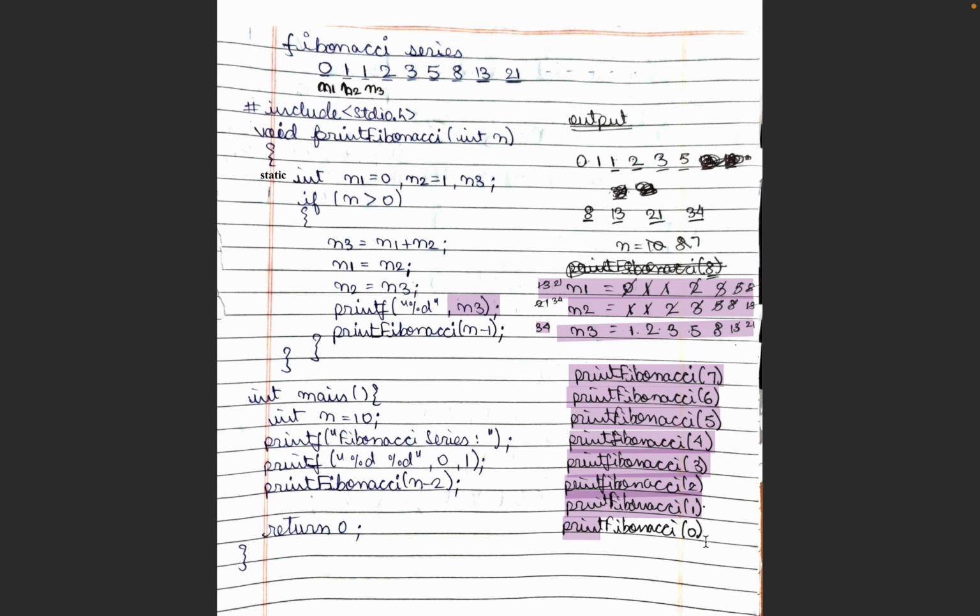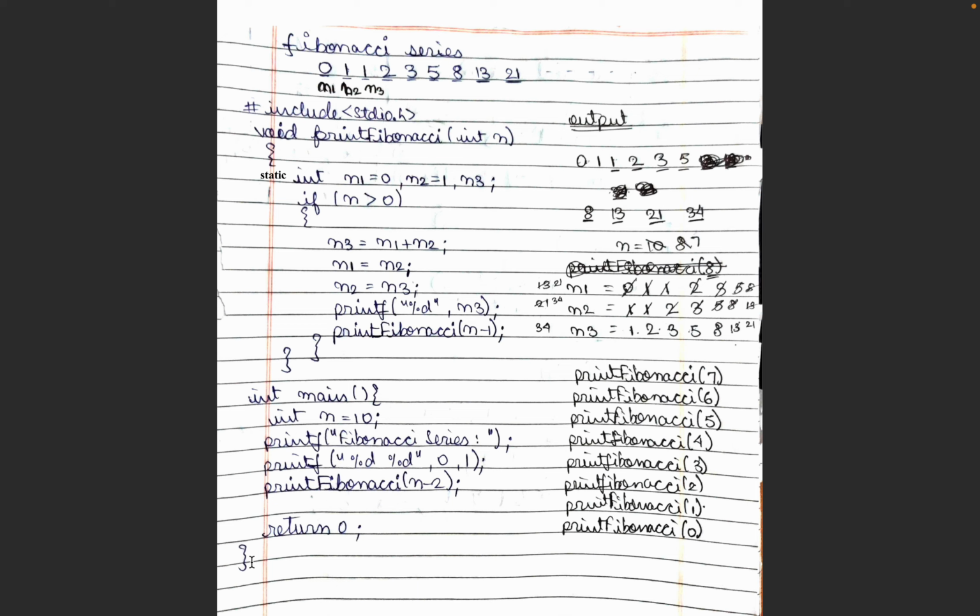Print Fibonacci 0 will return null to Fibonacci 1. This will return null to Fibonacci 2, null to Fibonacci 3, 4, 5, 6, 7, and ultimately once it comes back to 7, my program will come here, this statement will return over here, and then the program will return 0 to the kernel, and then my program will end. So this is the whole flow of how this Fibonacci series recursion works.